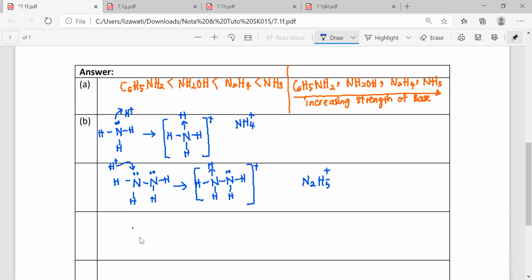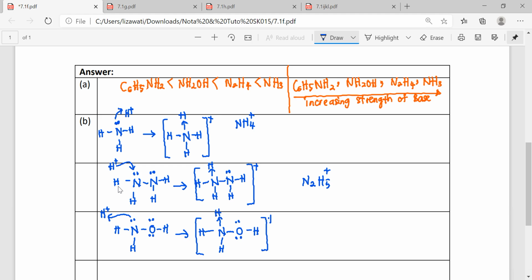Next, for NH2OH, there are 2 center atoms, the nitrogen and the oxygen. Nitrogen has 1 lone pair, whereas oxygen has 2 lone pairs. Since the nitrogen has the lone pair, it can accept a proton and also form a dative bond.